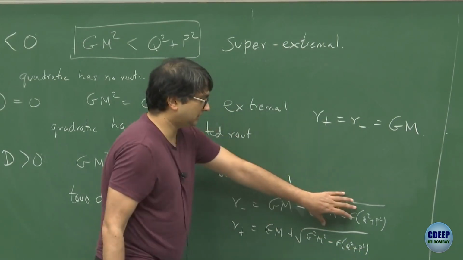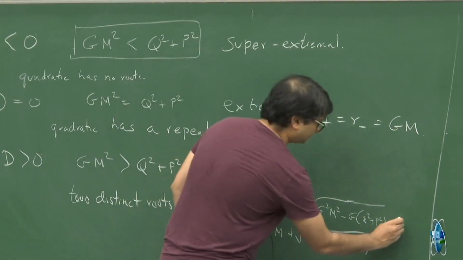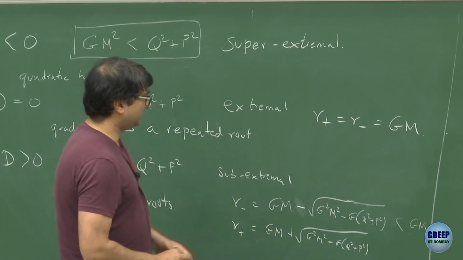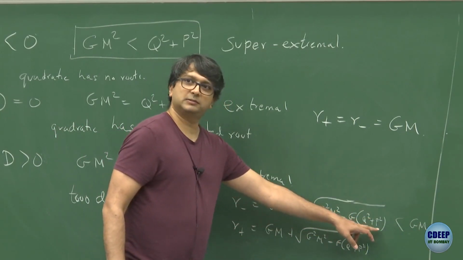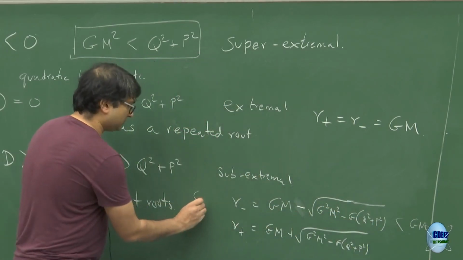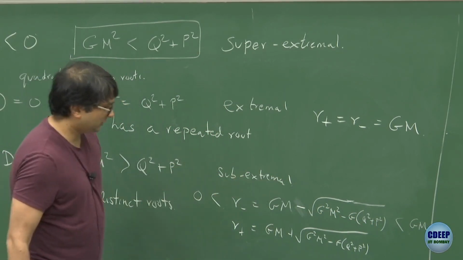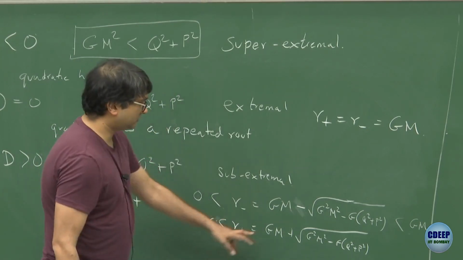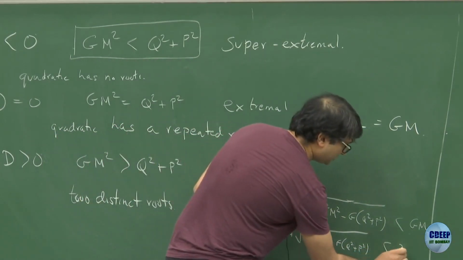And in this case, we're assuming that this thing is a real number. So this number will be less than gm. The largest this can be is when q square plus p square is 0, in which case r minus tends to 0. So r minus always lies between 0 and gm. And r plus will, of course, be greater than r minus, but it will be less than 2gm, the maximum value, again when q square plus p square is 0.